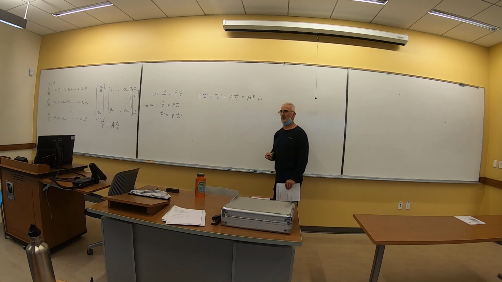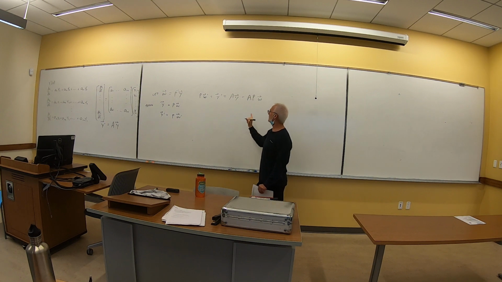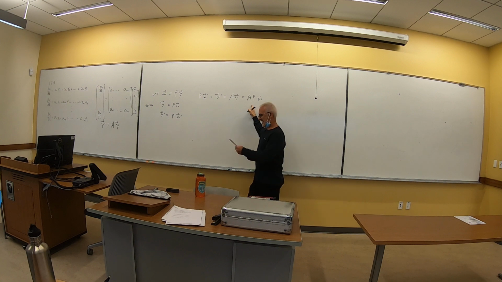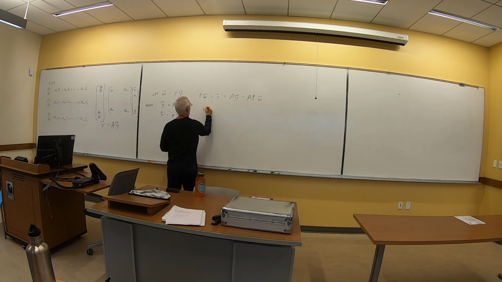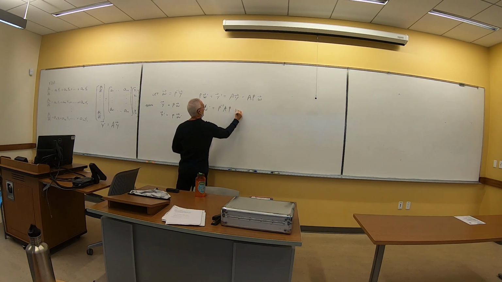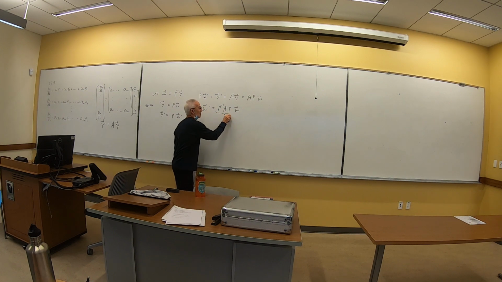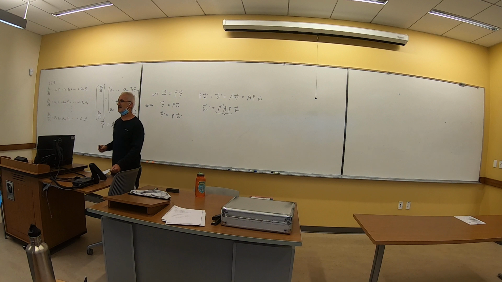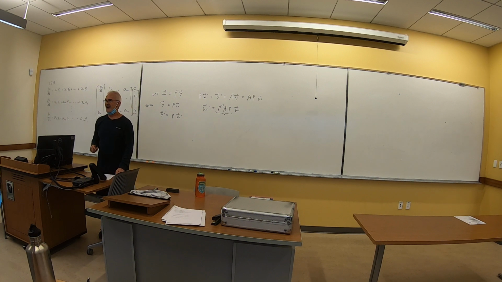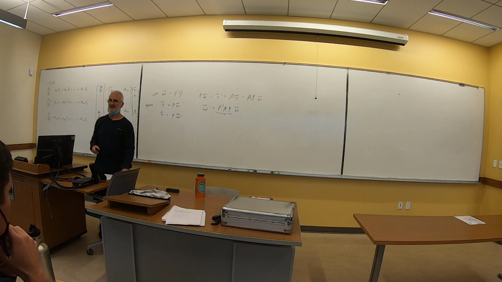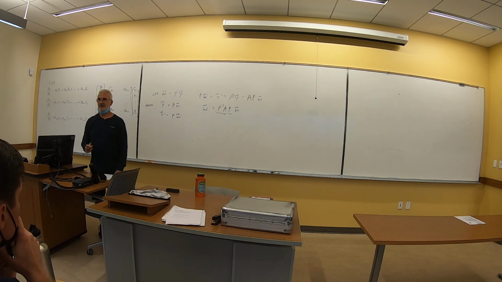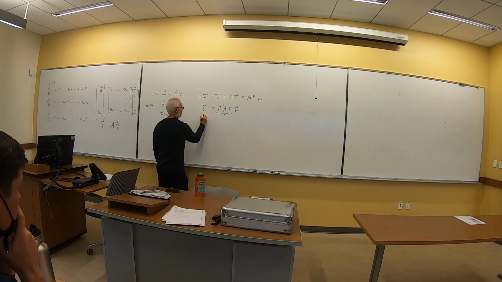Anybody see anything that would be a really good idea to do right now? Maybe multiply both sides on the left by P inverse. If I multiply both sides on the left by P inverse, then I have the W prime vector is P inverse AP times the W vector. Well, why is that such a cool thing? Because that is a diagonal matrix. In fact, it's not only a diagonal matrix, what is it? A diagonal matrix of eigenvalues.